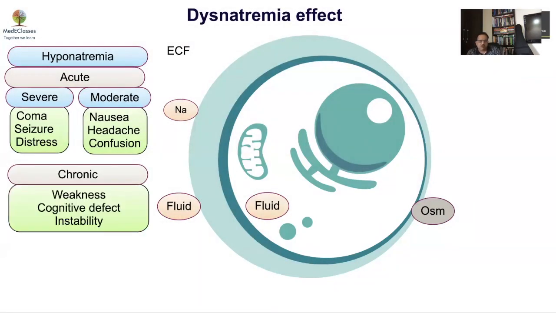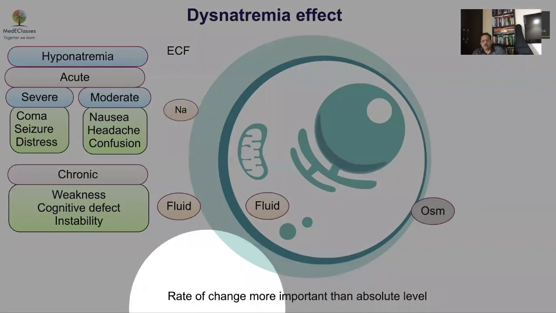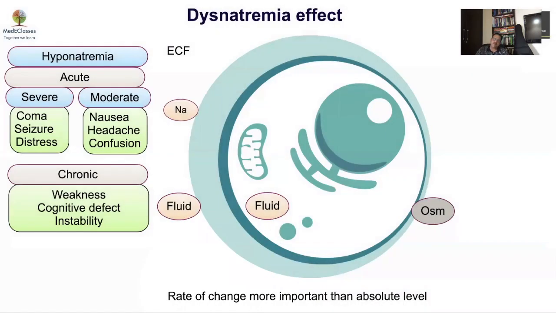So in chronic situations, the condition improves, but the presentation will remain with weakness, cognitive defects, instability, gait problems, and falling frequently. And it is very important to understand that it's the rate of fall which is more important. If your sodium level was 140 and becomes 125, you will be more sick than when it was 125 and becomes 120. So the rate of fall is more important, and chronic hyponatremia does not need rapid treatment.